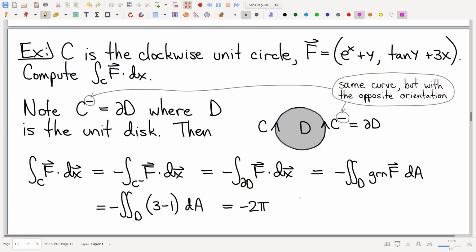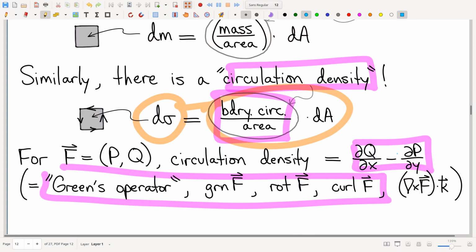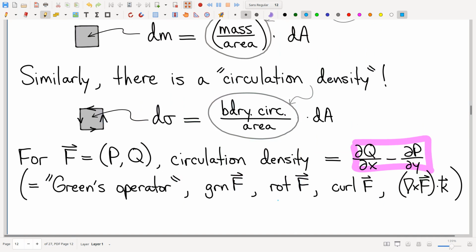Let's see here. We have to compute Green's operator. Here is our vector field F. The formula for Green's operator, of course, is back here. It is right here: dq dx minus dp dy. Be careful with this. It's not about the letters of the alphabet. When I say q here, I mean the second coordinate of your vector field. When I say p here, I mean the first coordinate of your vector field. So x partial of the second coordinate minus y partial of the first coordinate.